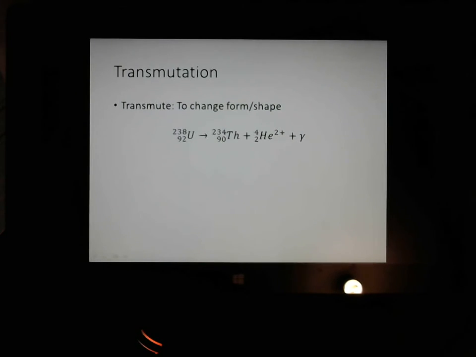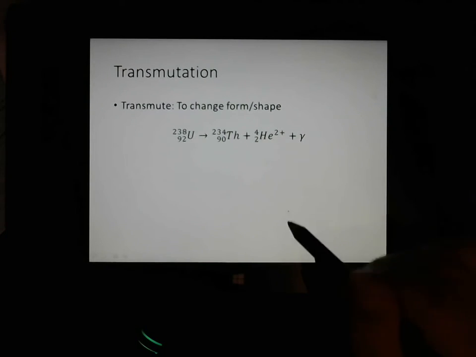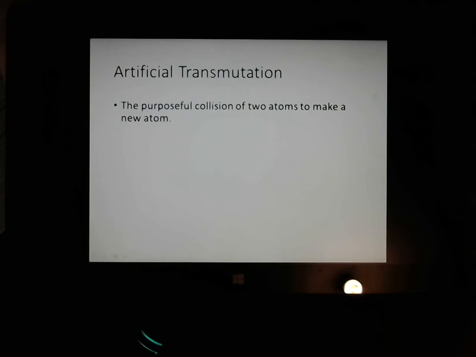Now, when the syllabus uses this word transmutation, what they generally mean is artificial transmutation. That is transmutation that we humans forcibly do to an atom. Okay, so when we talk about artificial transmutation, we're talking about the purposeful collision of two atoms to make something new. So we're going to shoot an atom, or maybe a part of an atom, at another atom, smash them together, and make this original atom change.